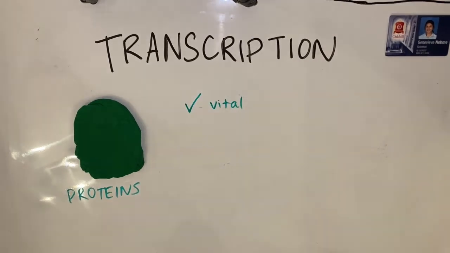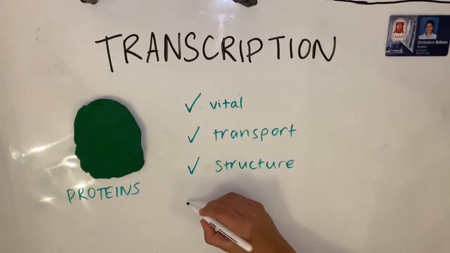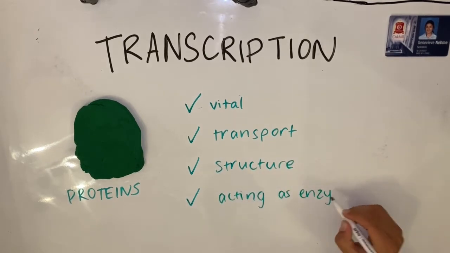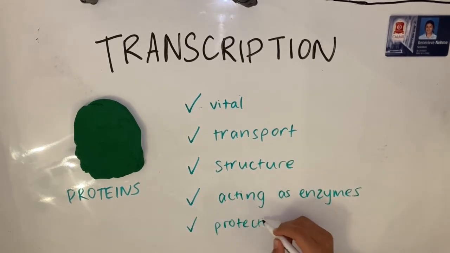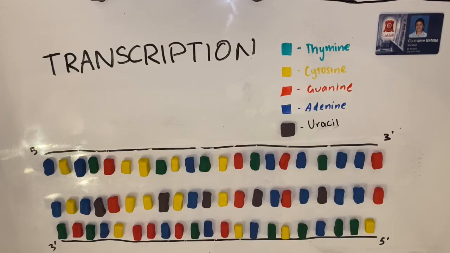Proteins are a vital part of the functioning of the human body. They are involved in transport, structure, acting as enzymes, protecting the body, and more. On some occasions, a mutation can occur in the gene sequence. This is a permanent change in the genetic information causing genetic diversity. Mutations can involve one or more base pairs and can be anywhere in the gene.